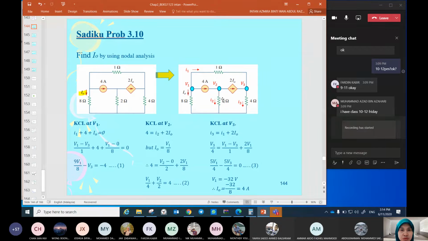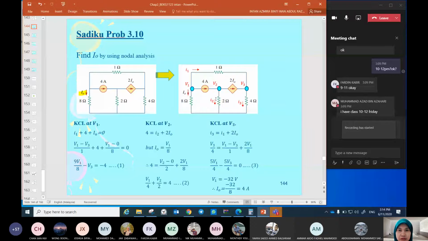So 4 is equal to I2, where I2 is V2 minus 0 divided by 2, plus 2 in the bracket V1 divided by 8. Please rearrange so that we have V1, V2, V3 and so on in order, equal to a round number, and make it the second equation. Any question? No. Okay, we move to KCL at V3.